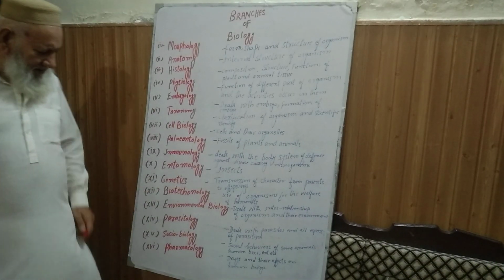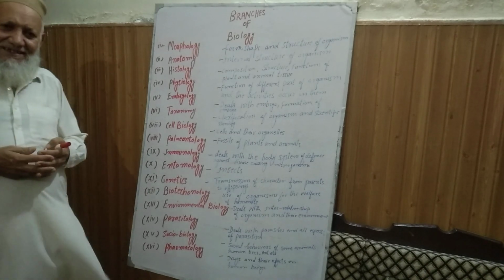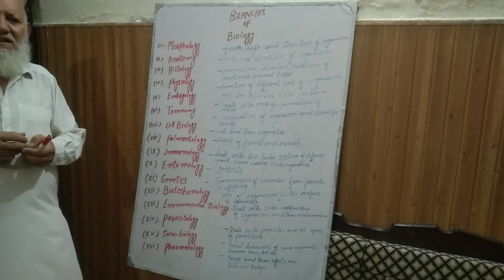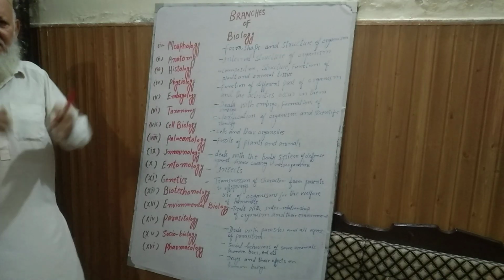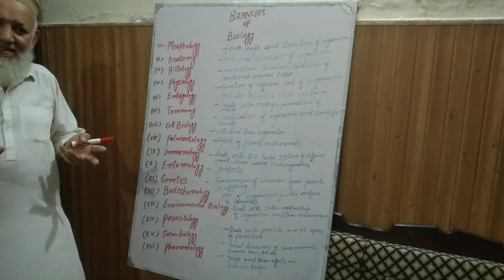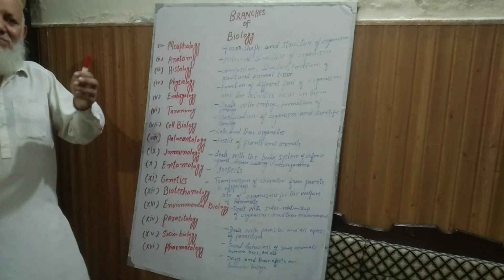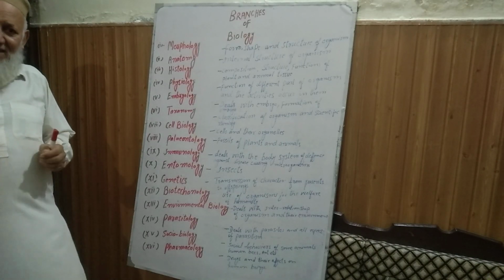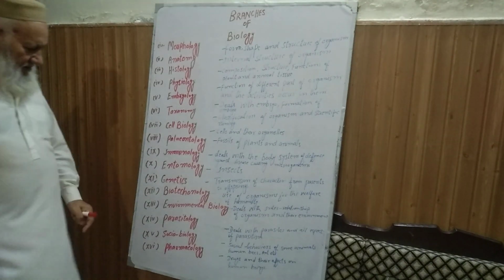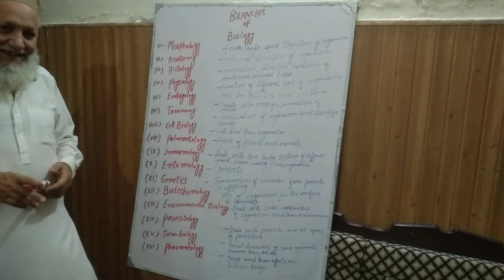Now comes the last branch, pharmacology. Pharmacology studies drugs and how they are used for human beings. If there is some disease, they want to control this disease. So they try, and then they check the side effects, whether it is beneficial or not. Pharmacology studies drugs and their effects on the human being. So this was the last one, pharmacology.